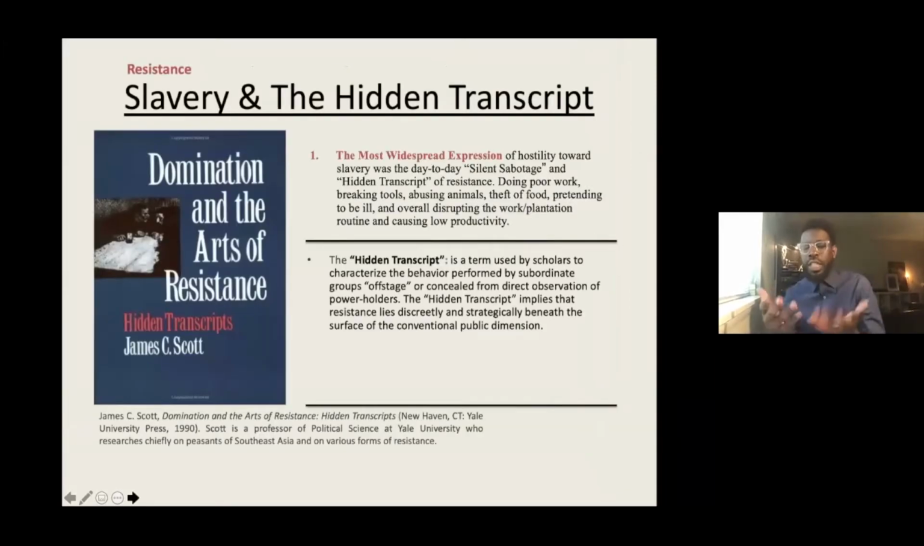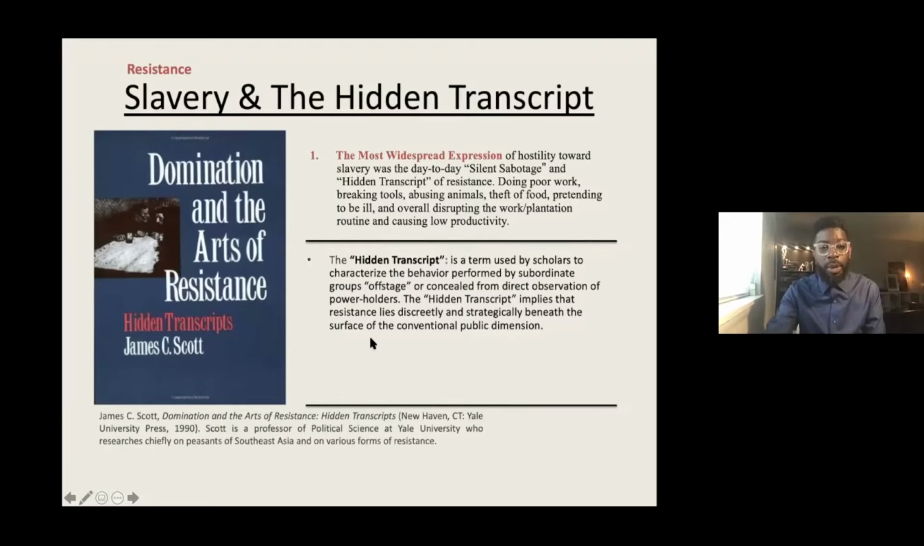And so just to give a little context to this, the hidden transcript of resistance is a term that is used by scholars to characterize the behavior performed by the subordinate groups off stage or concealed from direct observation of the power holder. The hidden transcript implies that resistance lies discreetly and strategically beneath the surface from the conventional public dimension.